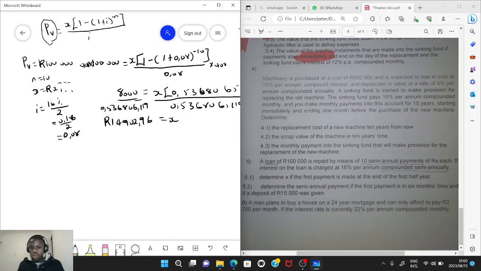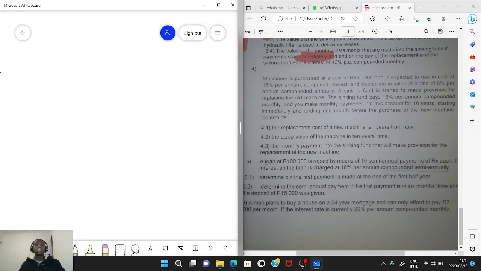Now let's head to 5.2. So this was 5.1. Now let's look at 5.2, right? I'm just gonna get a new page. At 5.2, they're saying determine the semi-annual payment.